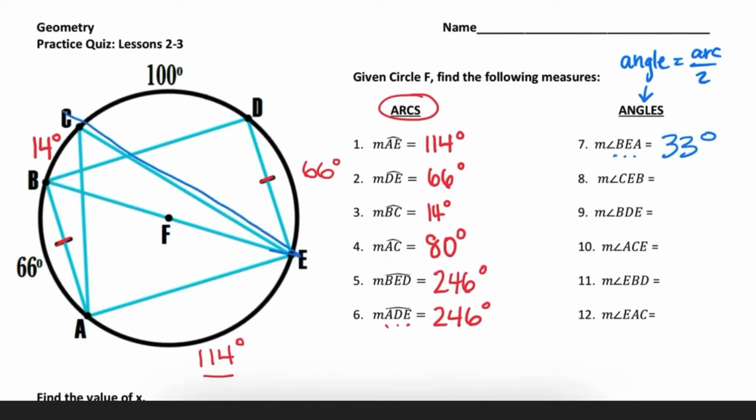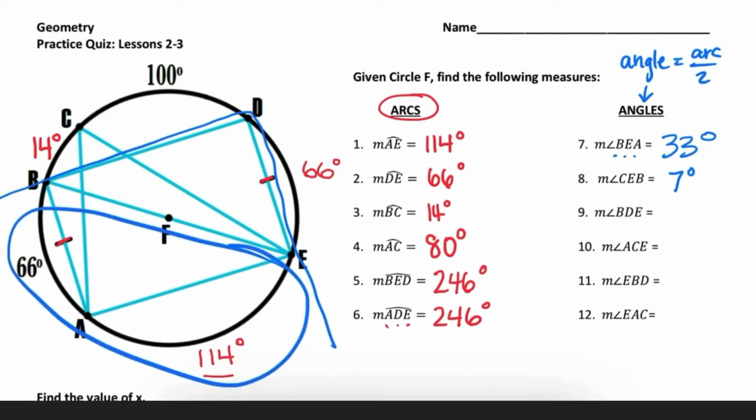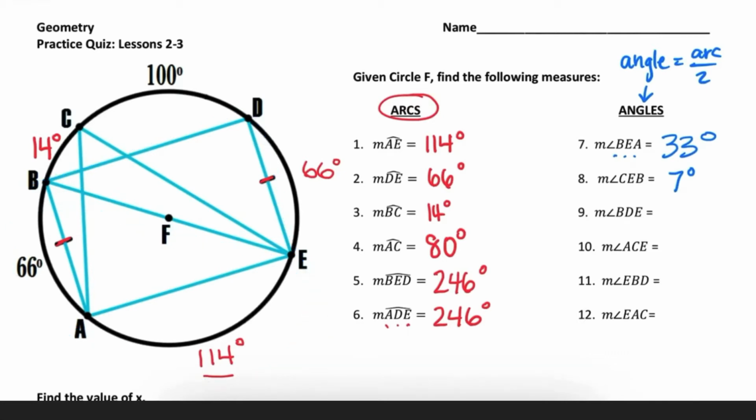From C to E to B is chomping down on that 14. So that would be 7 degrees, 14 divided by 2. B to D to E is chomping down on the entire half circle over here. You see this triangle whose hypotenuse is the diameter? That is a right triangle. So we could take the 180 divided by 2, or we could see that right triangle in there.